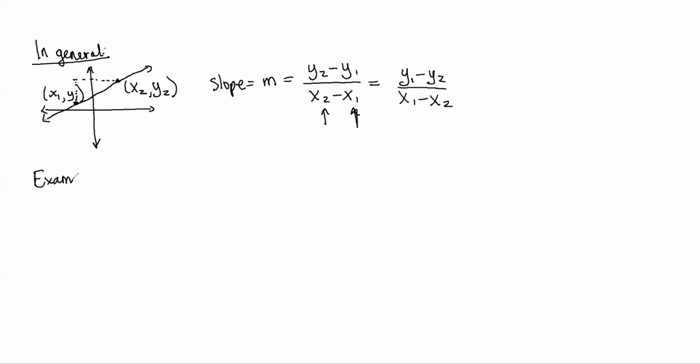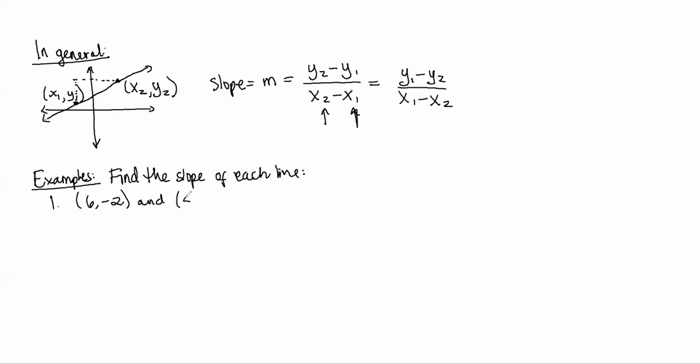So some examples. We're told to find the slope of each line. All right, so number one, let's go ahead and look at the points 6, -2, and 5, 4.